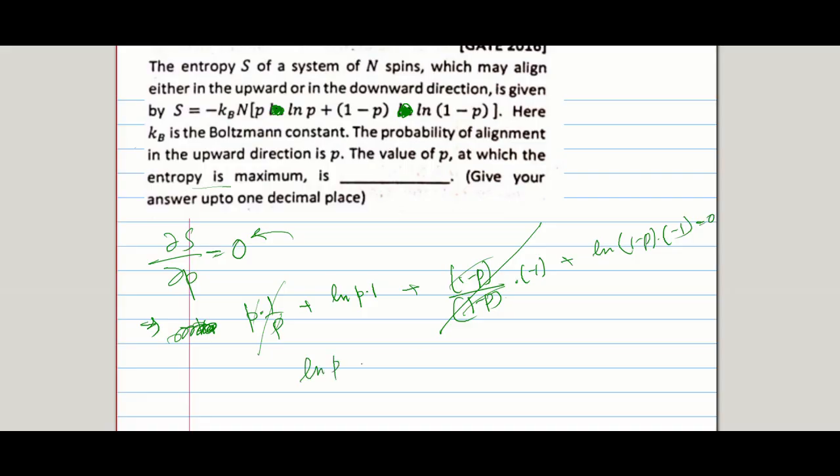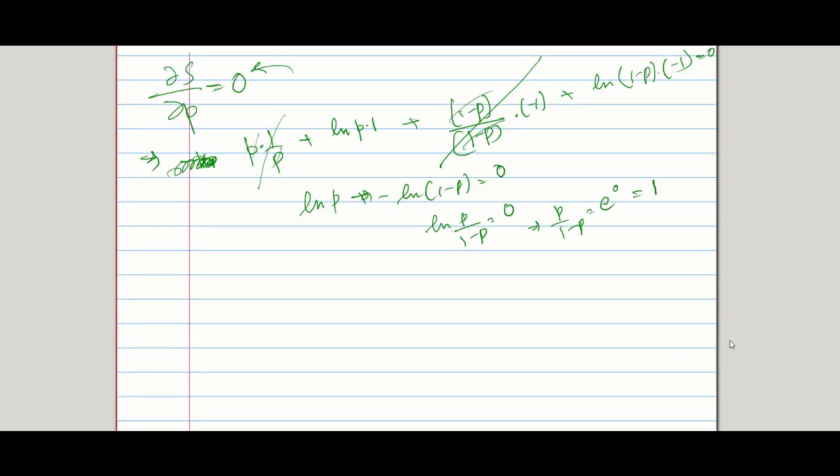So ln p minus ln(1 minus p) is 0. So ln of p by (1 minus p) is 0. So p by (1 minus p) is e to the power 0, which is 1, right? So p equals 1 minus p, 2p is 1, p is half. This is the answer.